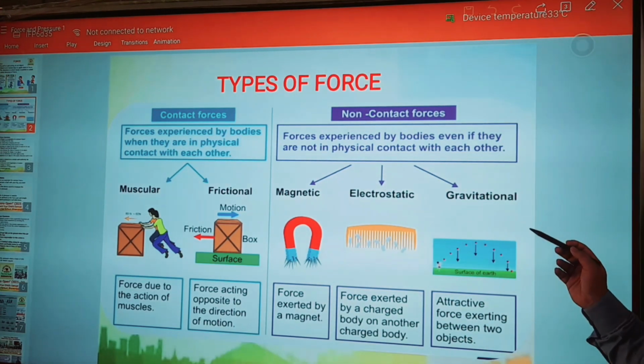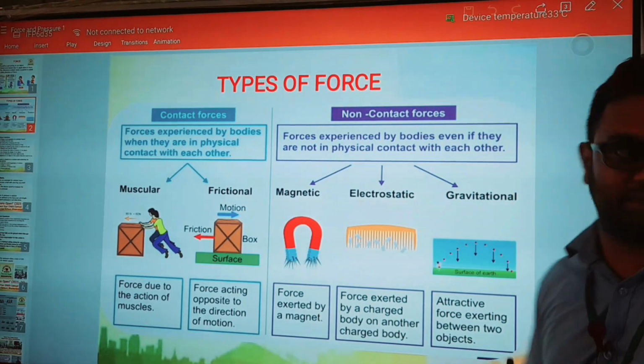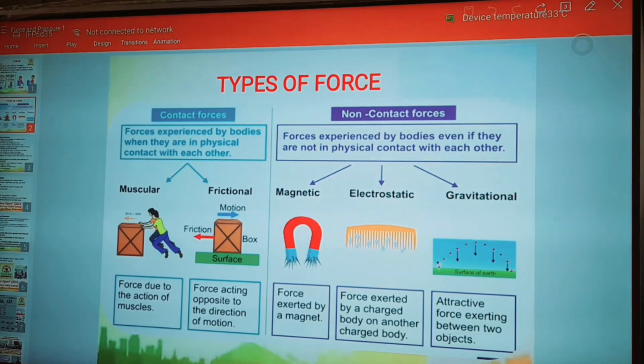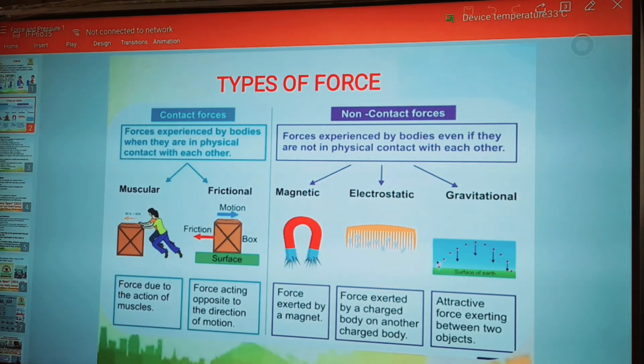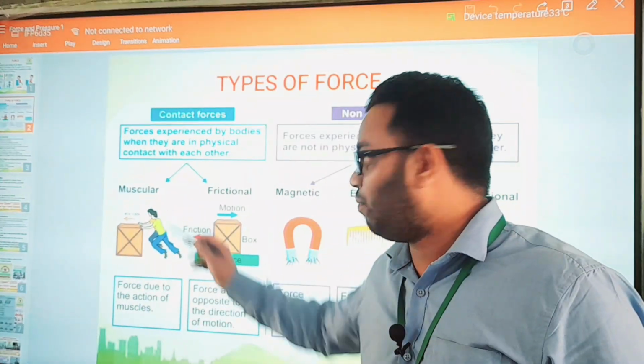And gravitational force, here one point is that it is not repulsive. It is only attractive. Gravitational force is an attractive force. You see one boy is throwing a ball or an apple that is falling on the ground. How is it? Due to gravitational force. So force due to action of muscle, that is called muscular force.